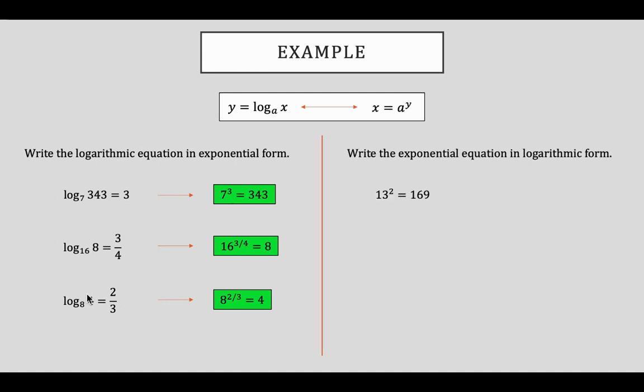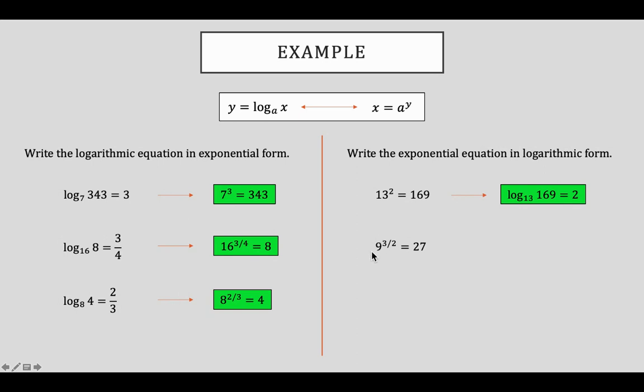Now, we can also go the other direction. Write the exponential equation in logarithmic form. 13 squared is equal to 169. Notice again, the base of the exponent becomes the base of the log. So this is going to be log base 13 of 169 is equal to 2. Remember that the power here is what the log will equal. Log base 13 of 169 is equal to 2. How about another one? 9 raised to the 3/2 is equal to 27.